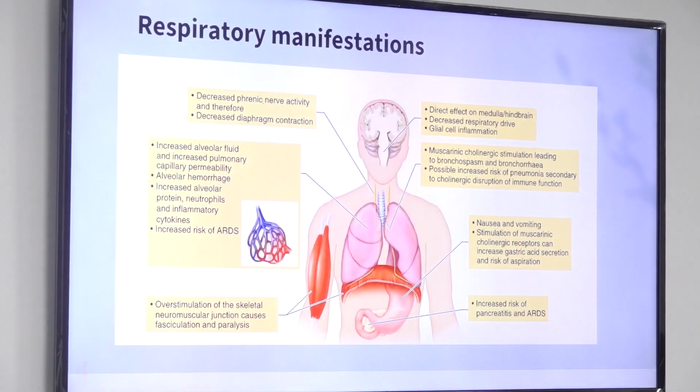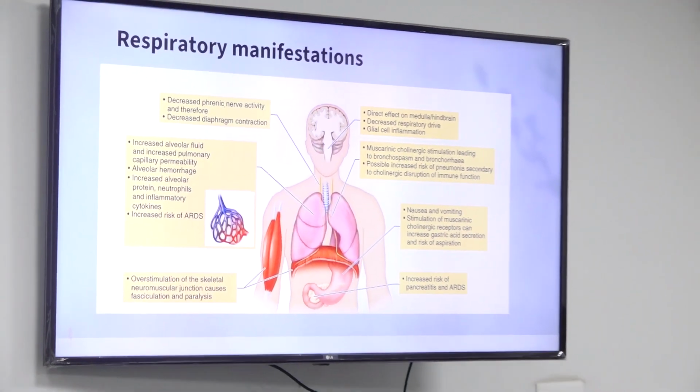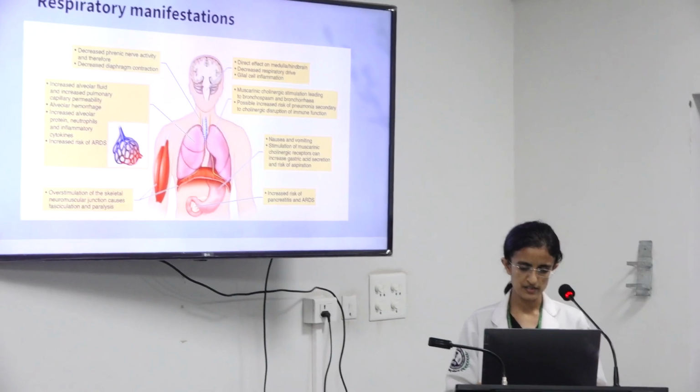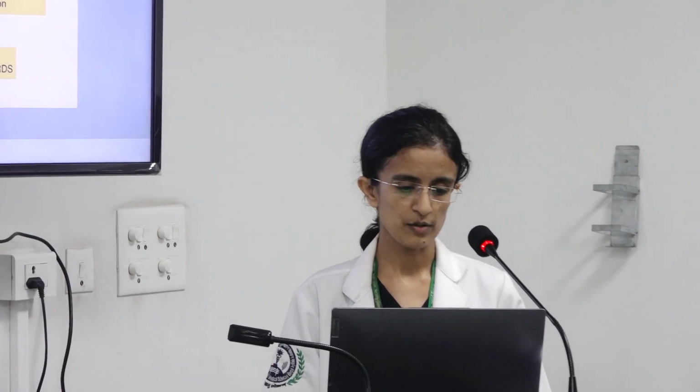The patient might have nausea and vomiting. Stimulation of muscarinic receptors can increase gastric acid secretion, which further leads to a risk of aspiration. The patient can have decreased phrenic nerve activity and therefore decreased diaphragm contraction, increased alveolar fluid and increased pulmonary capillary permeability. Alveolar hemorrhage can be there. Increased alveolar protein, neutrophils and inflammatory cytokines further lead to an ARDS-like picture.